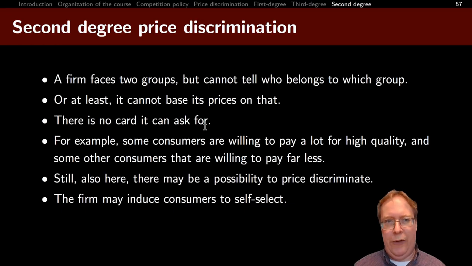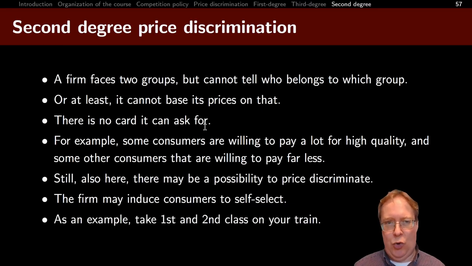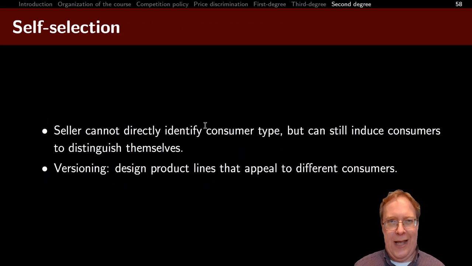How does that work? Well, the firm may induce consumers to self-select. And as an example, let's take the first and second class on the train. Also, this is referred to as versioning. So you design product lines that appeal to different consumers. Sellers cannot directly identify consumer types, but it can still induce consumers to distinguish themselves. That will be the essence of what I'm going to tell you.